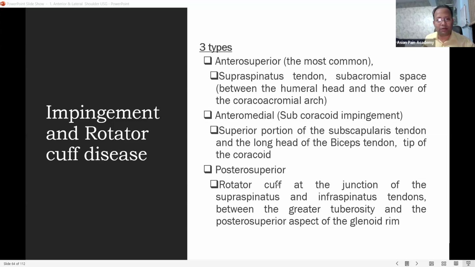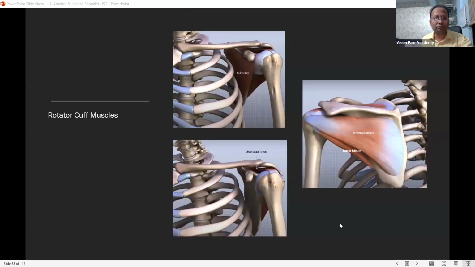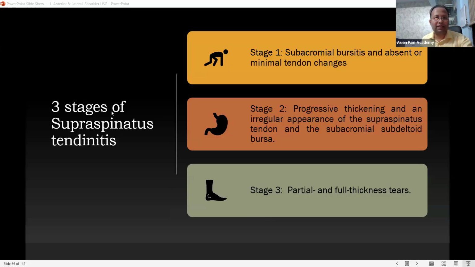And posterior superior impingement means rotator cuff at the junction of the supraspinatus and infraspinatus tendon, so between the greater tuberosity and the posterior superior aspect of the glenoid rim, mainly the glenoidal labrum. Okay. So, three stages of supraspinous tendinitis.